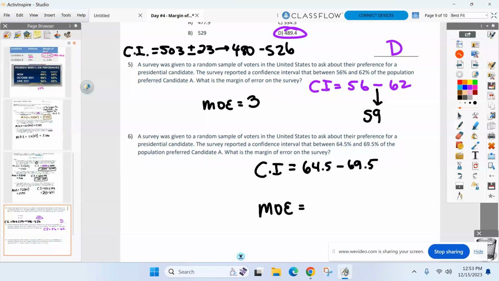Oh, shoot. I did something wrong on number 5. Got to be plus or minus, right? Because it can go in either direction. Plus or minus. Yep. Or we could be plus or minus 3 in each direction. So margin of error over here, plus or minus.